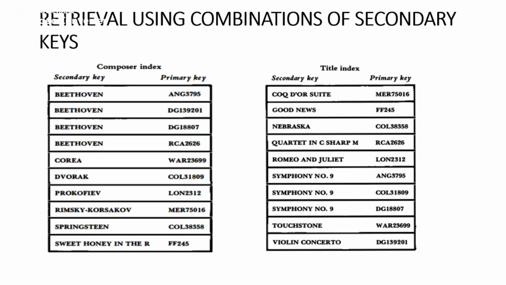So those are the three things we need to consider in record updating. Then retrieval using combination of secondary keys. Now you have two secondary key files here. One is composer index file, the other is title index file. Composer is considered as the secondary key in this file and title is considered as the secondary key in this file. And the primary key is the same, that is label ID.